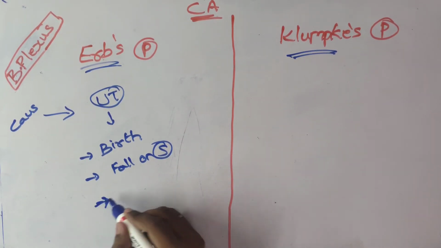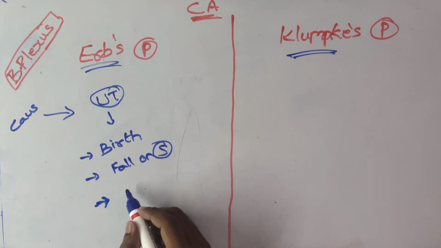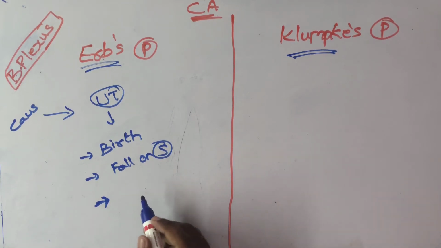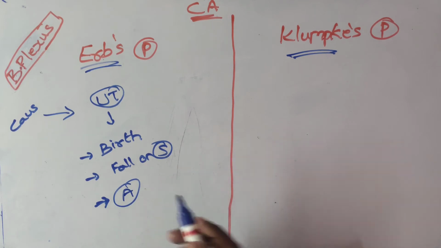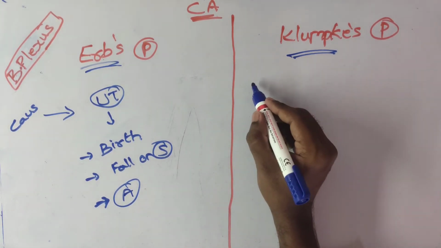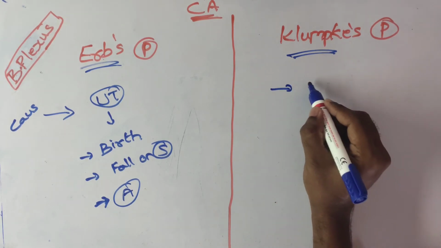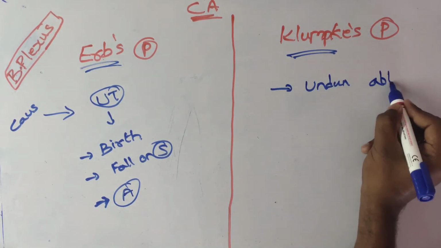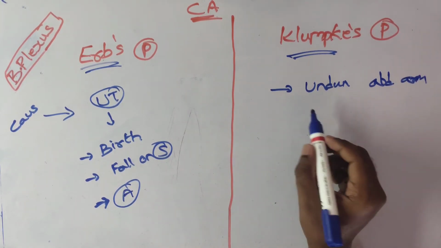See, if we apply anesthesia to the patient, he may get Erb's paralysis depending on how long the anesthesia is in his body. Okay, during anesthesia condition. The cause of injury in Klumpke's is undue abduction of the arm, that means excessive abduction of the arm.